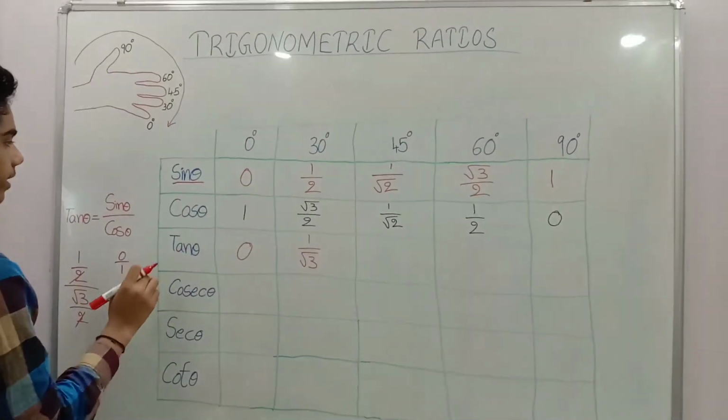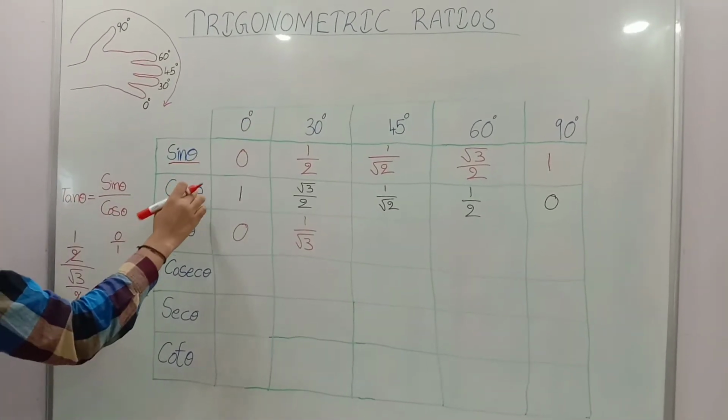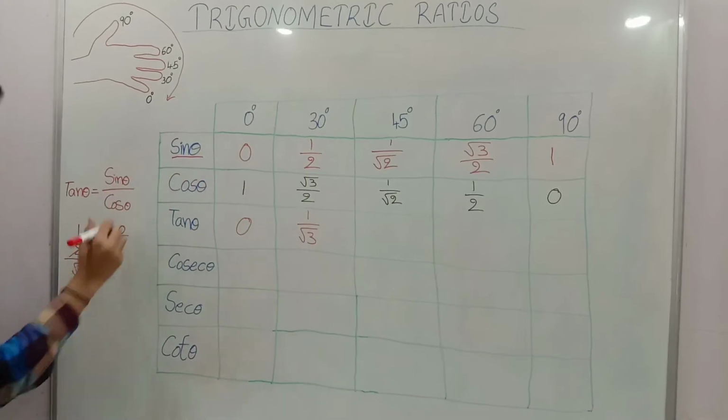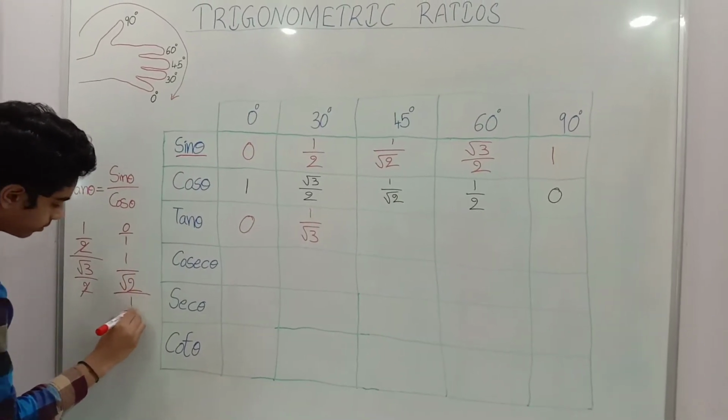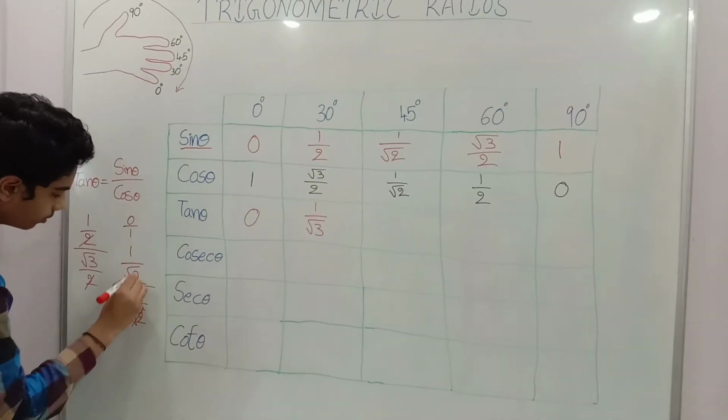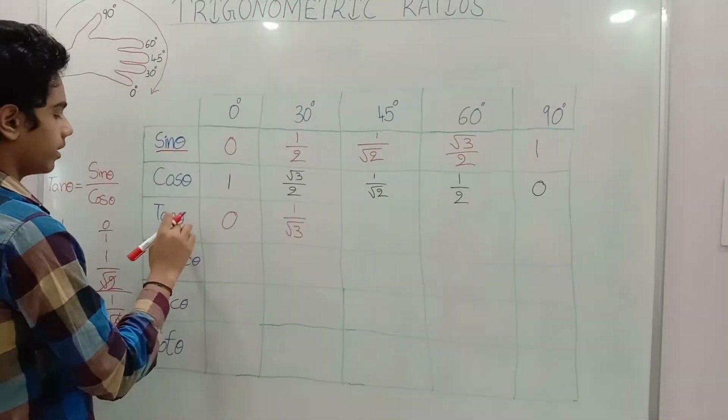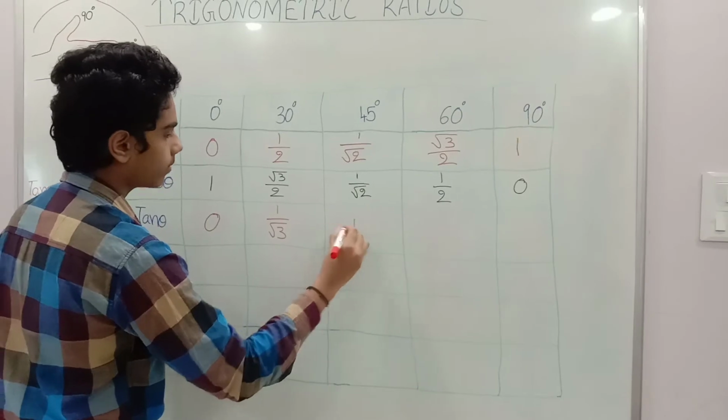Now tan 45 means sin 45 by cos 45. Sin 45 is 1 by root 2. Cos 45 is also 1 by root 2. Root 2 cancel. 1 by 1 is nothing but 1. So tan 45 is 1.